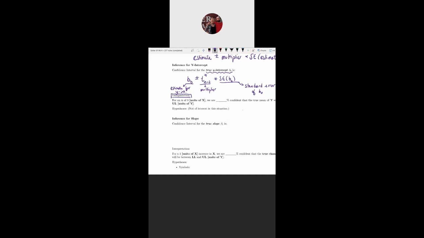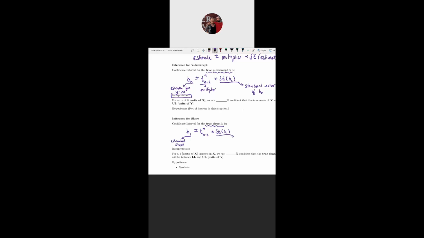So let's see. The confidence interval for our true slope value, or beta 1, is calculated as b1 plus or minus, again, our t star multiplier with n minus 2 degrees of freedom times the standard error of our slope estimate. So b1 is our estimated slope.